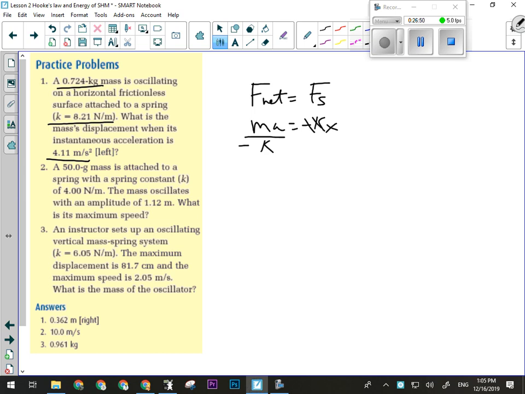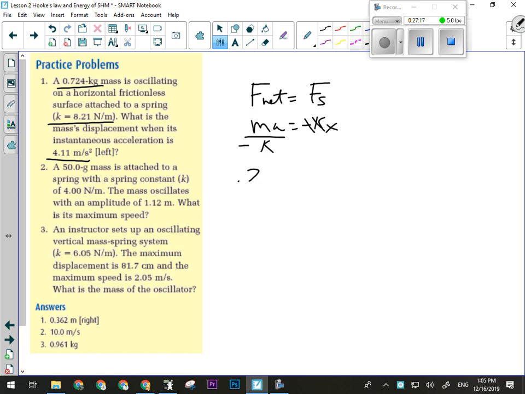All right, now, on this question here, it is saying that the acceleration is to the left. So right's going to be positive, left's going to be negative. So I'm going to make this number here negative. Will that work out? Yeah, because I'm going to divide negative acceleration by negative K, and that'll give me positive X. And X should be opposite the force, and opposite the acceleration.